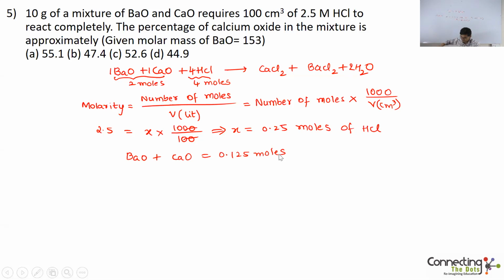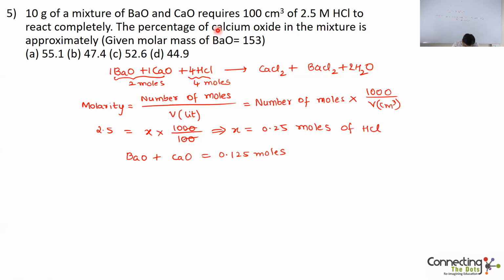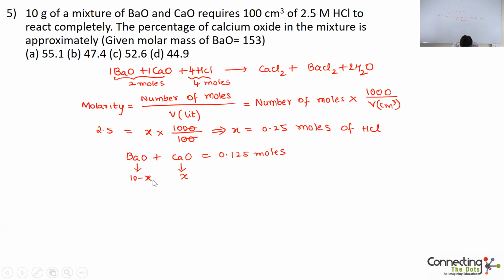Now we have to calculate the percentage of calcium oxide, given that the total mass of the mixture of barium oxide and calcium oxide is 10 grams. Now, how do we calculate this? How to calculate the number of moles of barium oxide and calcium oxide? It's mass by molar mass once again. So let us say the mass of calcium oxide is X. Obviously, barium oxide has to be 10 minus X.